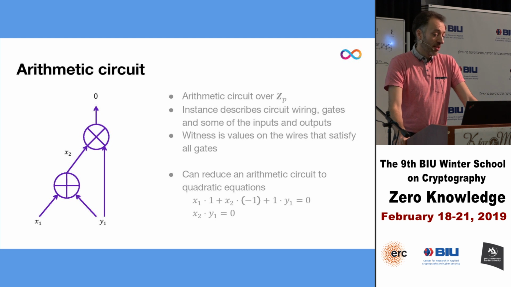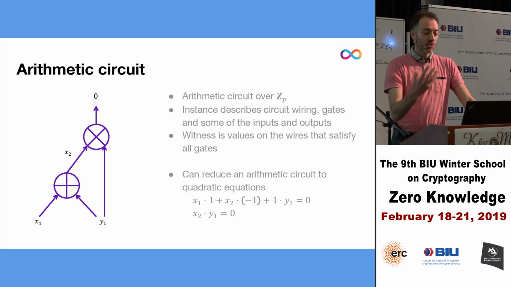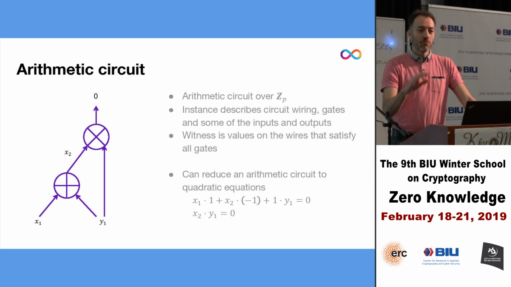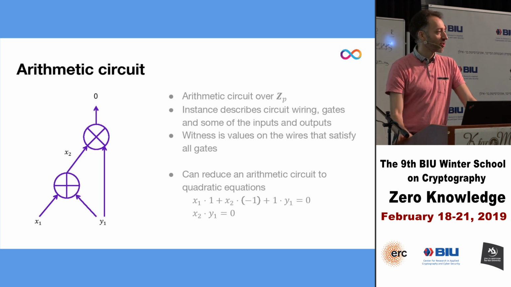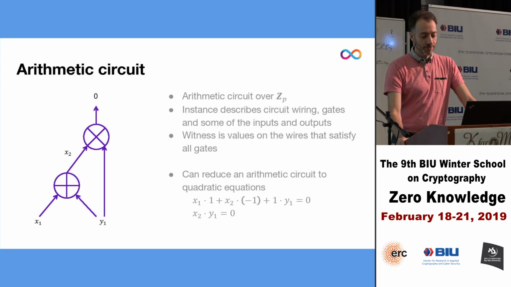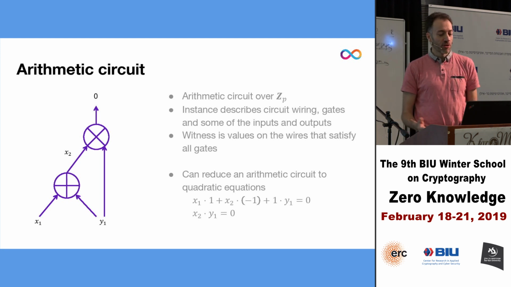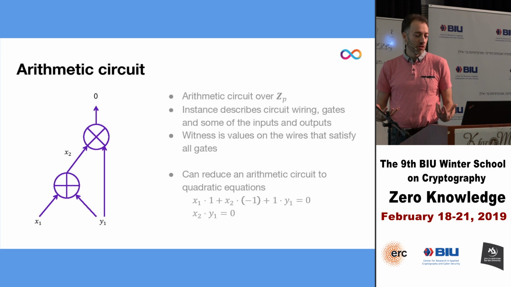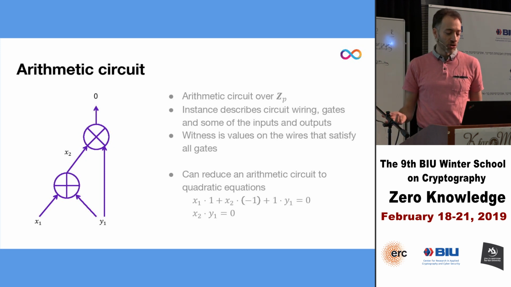And you could imagine the instance describing how this circuit is wired, what the gates are. It might describe some of the inputs and the outputs. And then the claim is that there's a witness corresponding to the rest of the wire values such that everything is satisfied and all the gates are respected. And again, it turns out that you can reduce an arithmetic circuit to a set of quadratic equations.